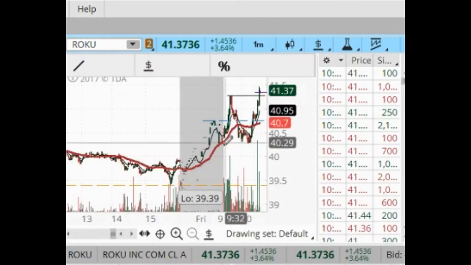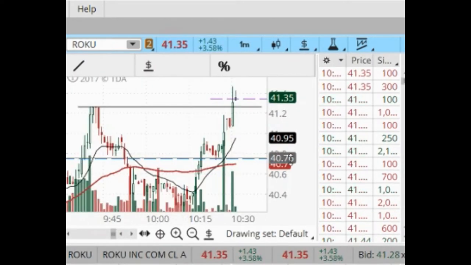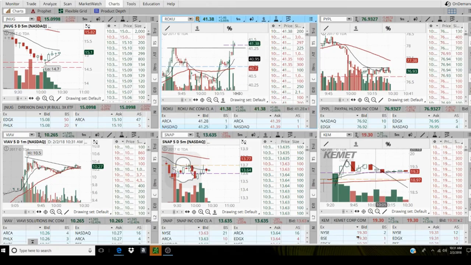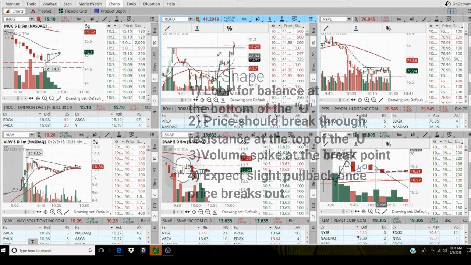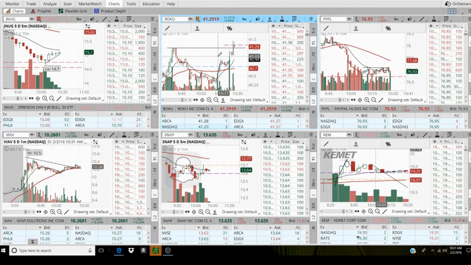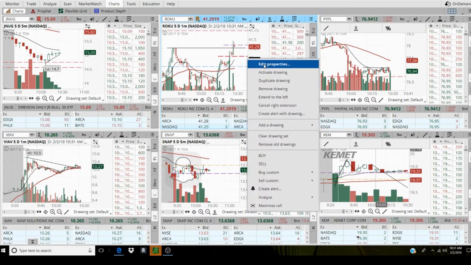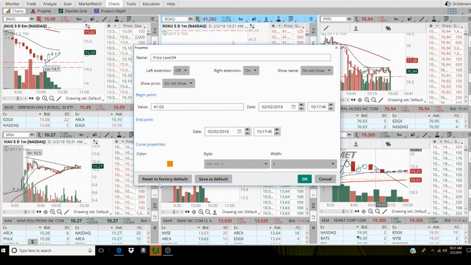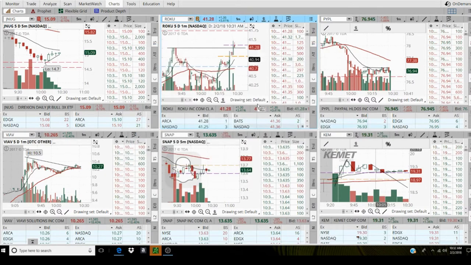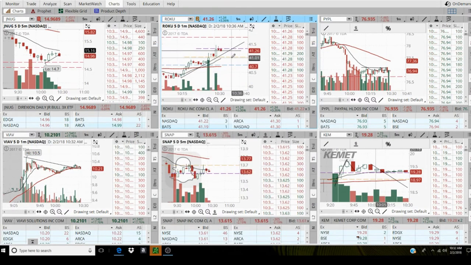Occasionally we'll get a pullback after the breakout. Sometimes it may form a little cup and handle, or sometimes it may just pull back one or two candles. So I'm gonna put my stop right here at 41.03. Let's see what it can do.